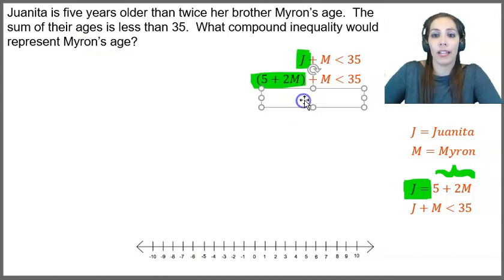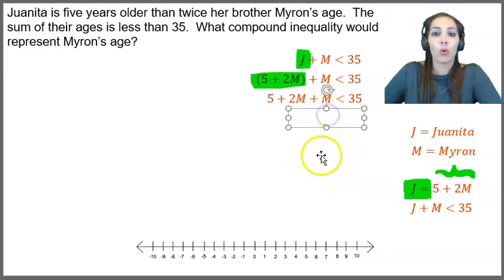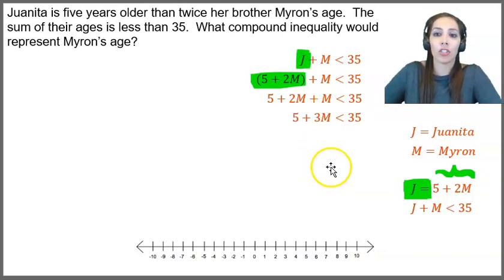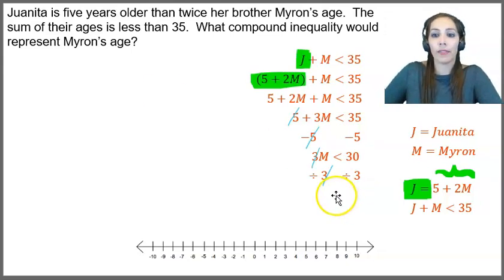Then I can just go ahead and drop the parentheses from here. So I have 5 plus 2M plus M is less than 35. We can combine like terms, so the 2M plus M becomes 3M. From here, we would subtract 5 from both sides, and the 5s would cancel out on the left. We would end up with 3M is less than 30. From here, we would divide by 3 on each side. 3's would cancel out on the left, and we will have M is less than 10.